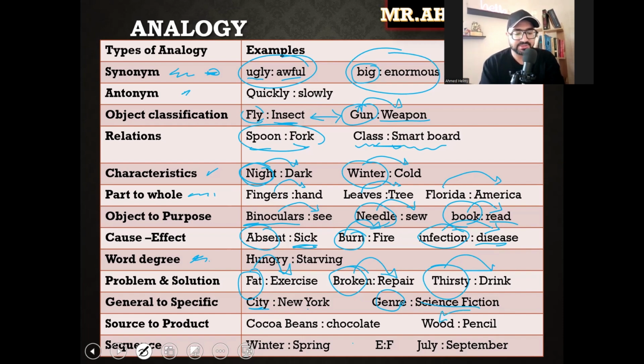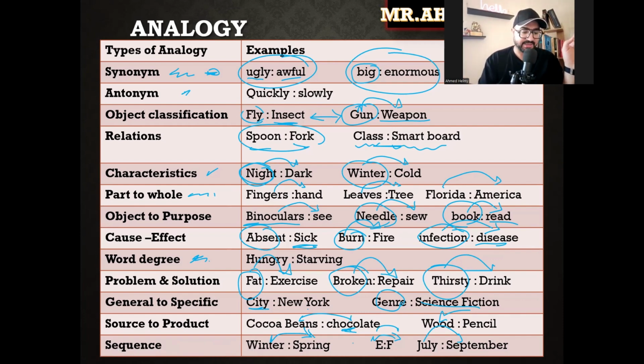And then we have the sequence: winter and spring. E comes before F. July comes before September. The chocolate is made from cacao beans. The pencil is made from the wood. Spring and winter are following one another, and E and F are also a sequence, and July and September also a sequence. So the best thing for me before I get to solve the questions is to determine the analogy type. The moment I know the analogy type is the moment I will be able to solve the question.